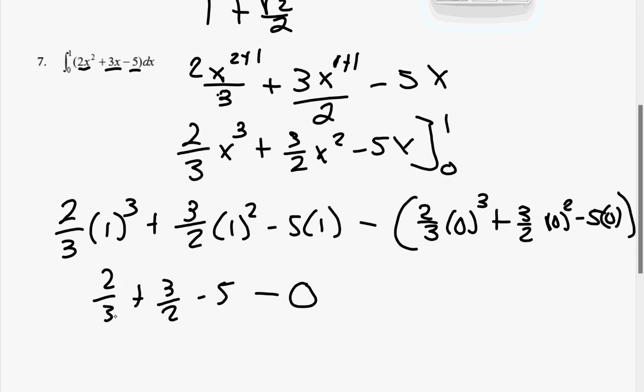So I just need a common denominator: times this by 2, so that'd be 4/6, times this by 3, so that'd be 9/6, times that by 6, which you get 36. So that's negative 21, negative 17, negative 17/6. Okay, so that's how you finish up those problems.